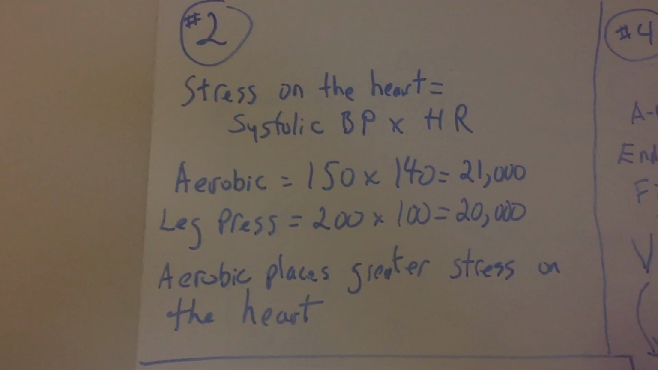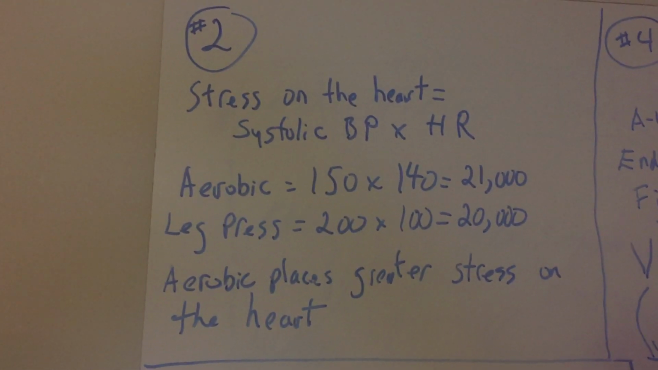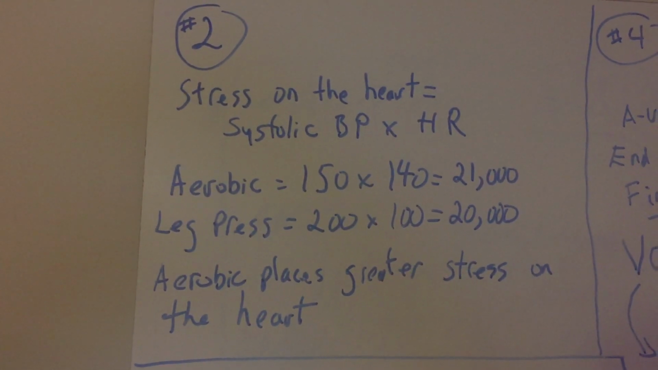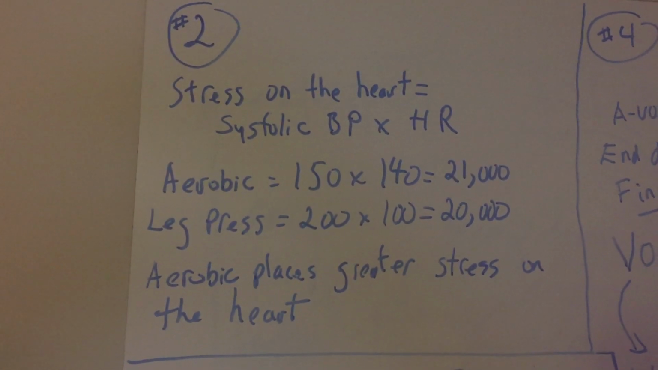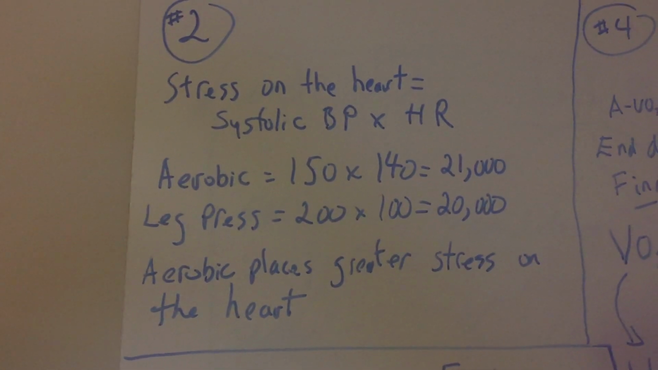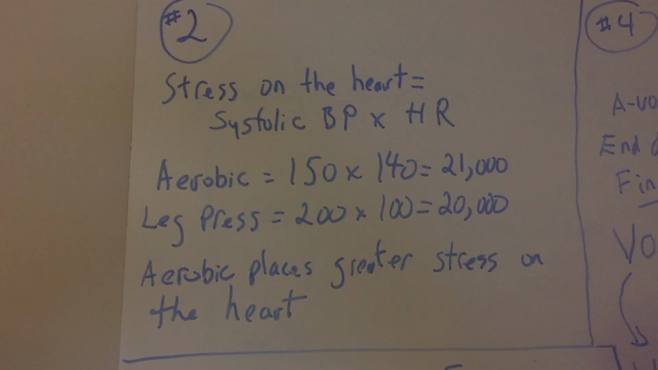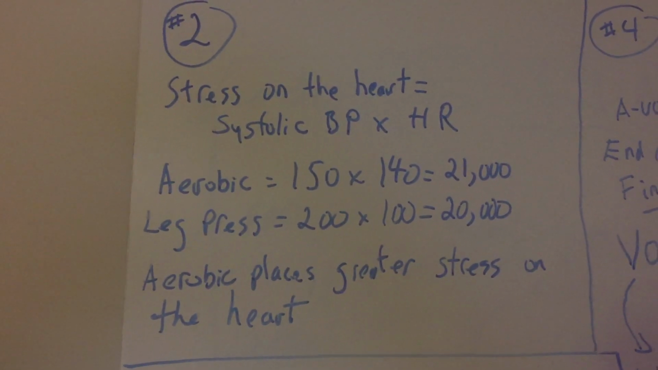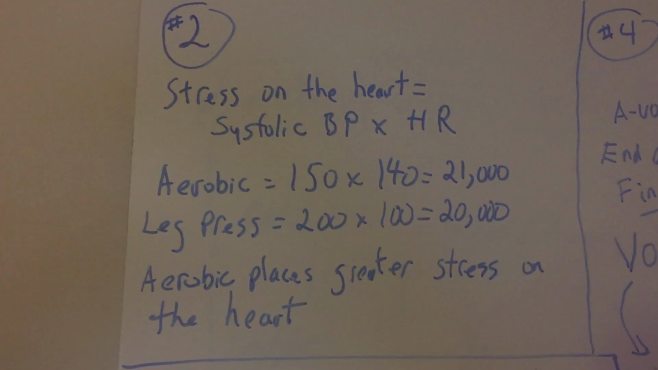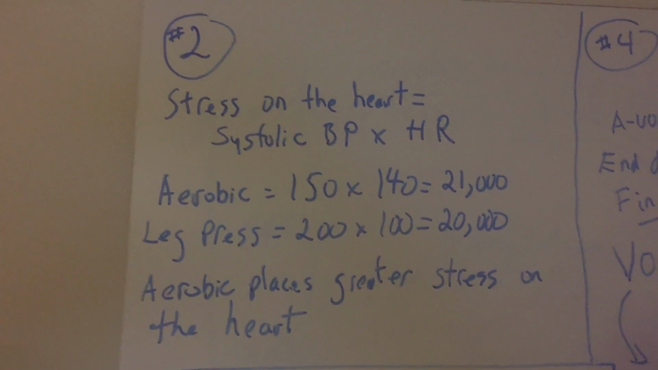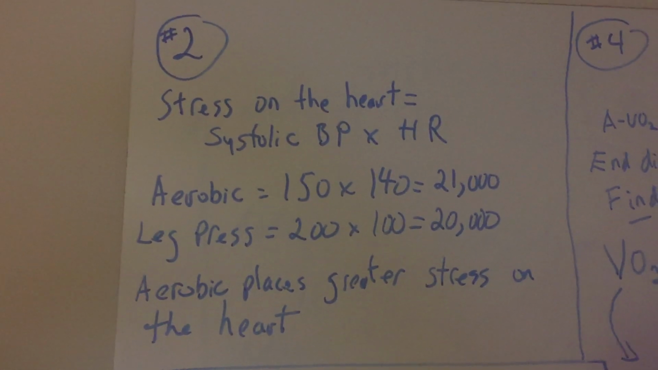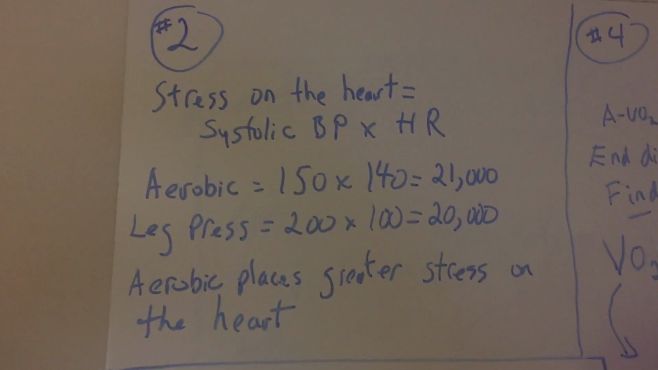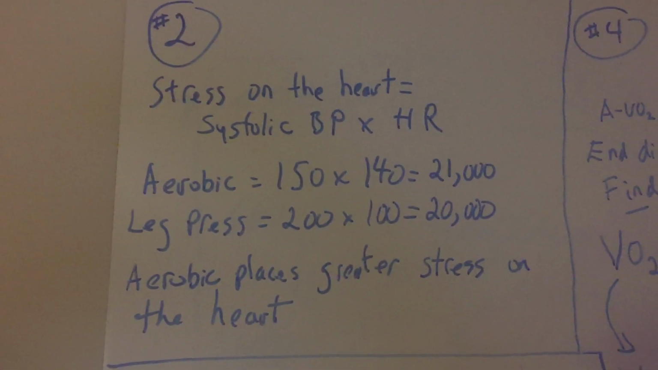When she did the leg press session, she had a systolic blood pressure of 200 millimeters of mercury and a heart rate of 100 beats per minute. So you multiply those two together and it comes out to 20,000. So from this you can conclude that the aerobic exercise places a greater stress on the heart than that leg press exercise session. So that's the answer for number 2.